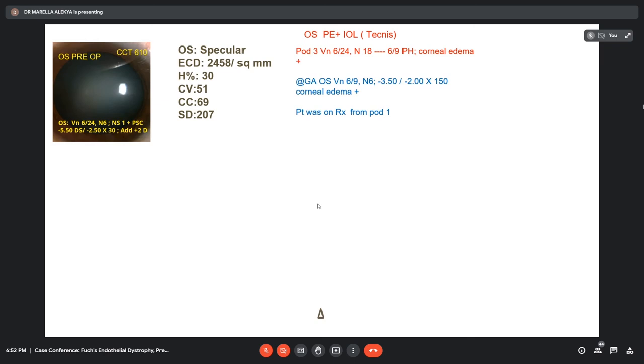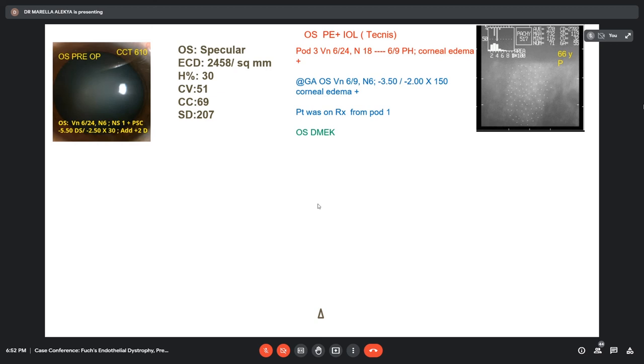So the patient was advised combined surgery. The patient was advised to undergo endothelial keratoplasty. And this is the donor cornea, specular count of the donor cornea. Donor age is 66 years. He is phakic. Endothelial cell density is 2,702 cells per square mm. Hexagonality is 55%. CV is 32.